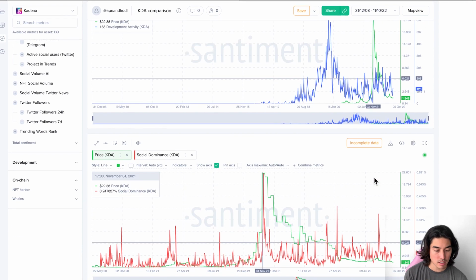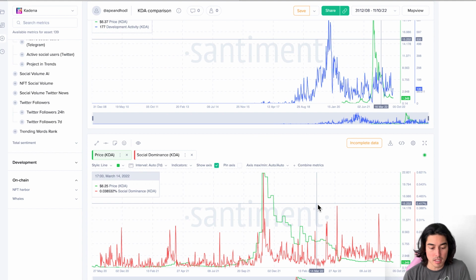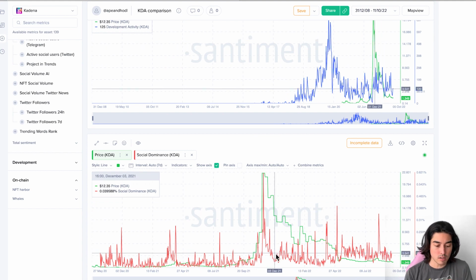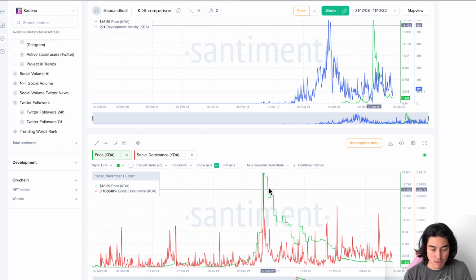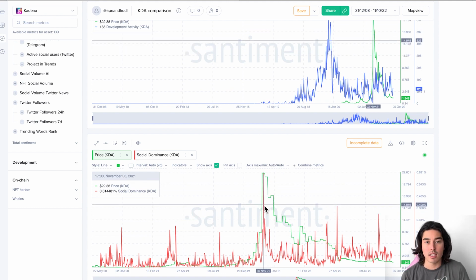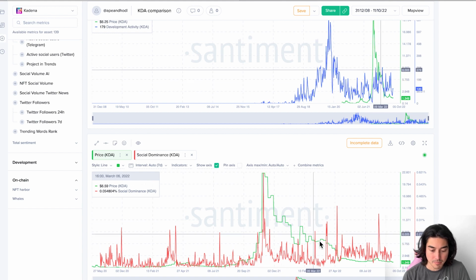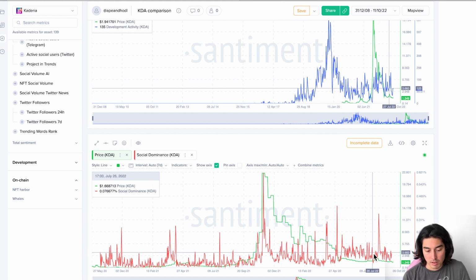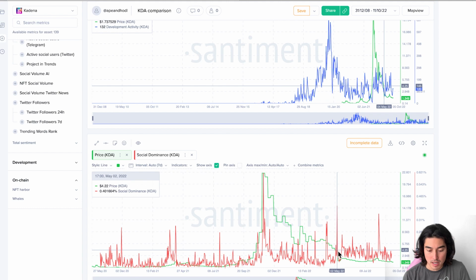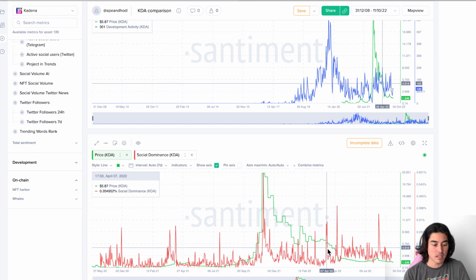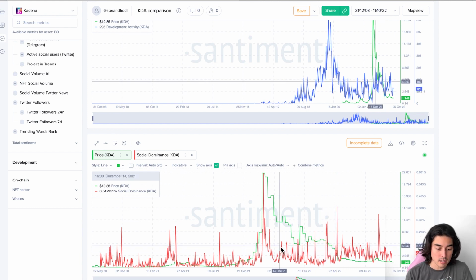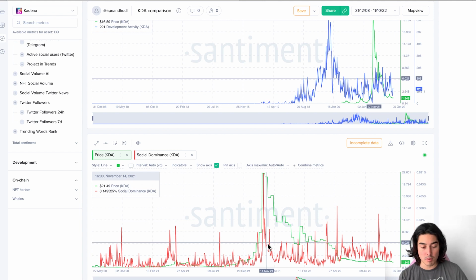However, if we go down here, I wanted to look at the social dominance, and it is relatively correlated. Where if you look here during this massive surge in price, we had a massive surge in social dominance. And then here, but we also had these spikes in social dominance here. And here, one in August, we had one back in May, and the price didn't necessarily surge the same way as the social media presence of KDA and Kadena.